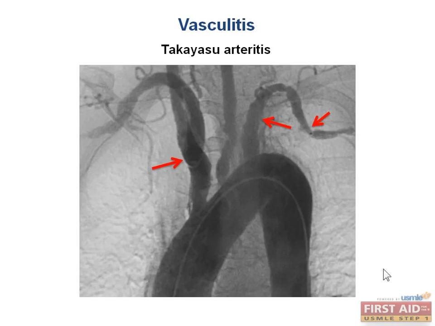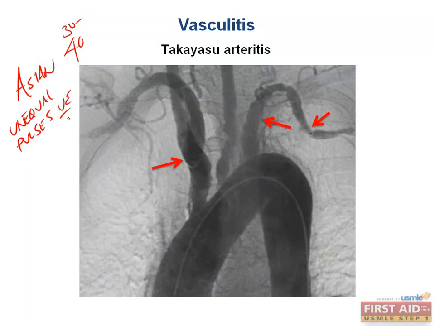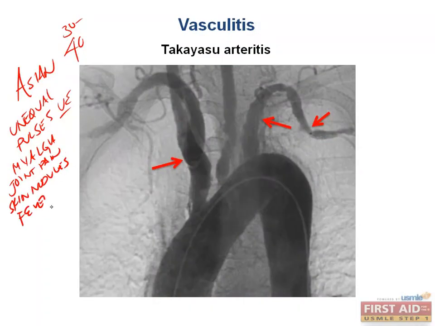Let's continue on with the arthritis component and go to Takayasu. So Takayasu classically presents in an Asian female in her 4th decade, so she's maybe 30-ish to 40-ish, and has unequal pulses in the upper extremity, so UE, myalgias, so joint pains, muscle pains, and skin nodules, in addition to fever. Maybe a little bit of eye involvement. We always classically see some sort of ocular disturbance or problem.